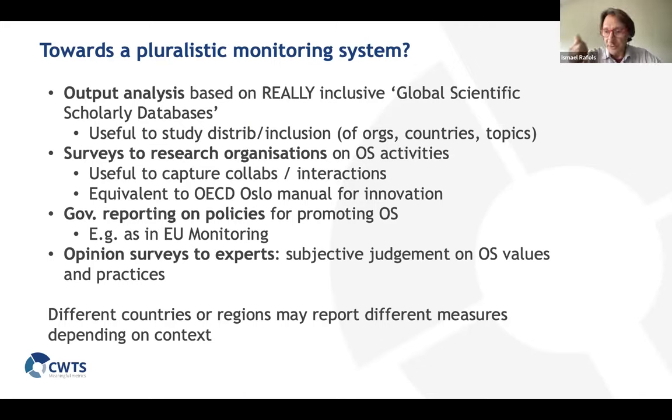So in the same way, if we are interested in the part of open science that relates to collaboration with society, I am afraid that surveys to organizations are the more direct way of getting the information. As the European Commission was telling us, then there is the reporting on policies. And finally, I would not discard having as well opinion surveys to experts. I'm thinking that subjective judgments can also give us insights into more controversial issues, such as the benefits of research in terms of societal impact.